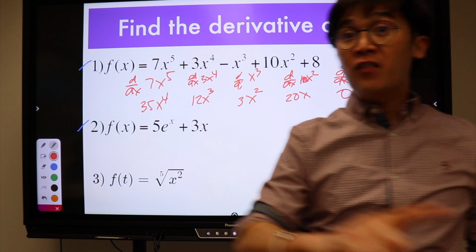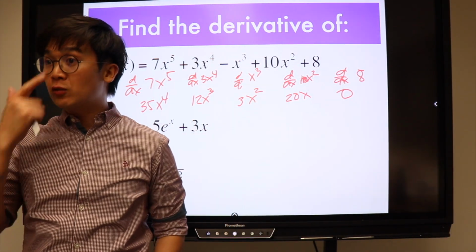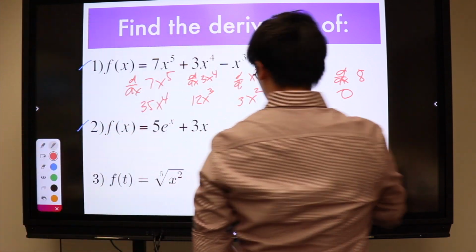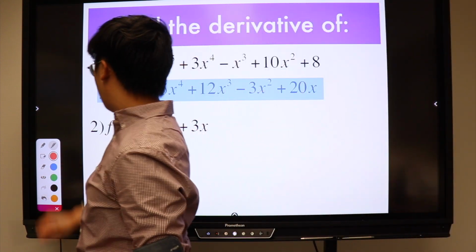So the derivative of any constant is equal to 0, and that is another rule that you need to remember in calculus. Any derivative of a constant is equal to 0. So in this case, this will be the derivative of our function.